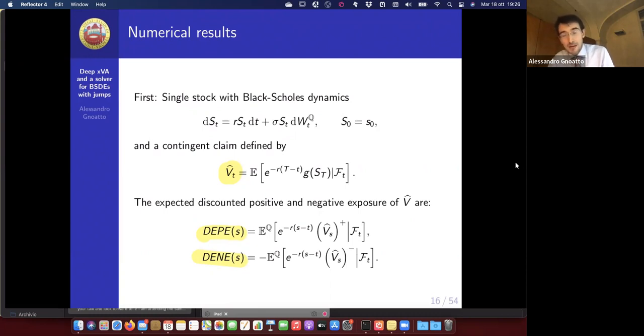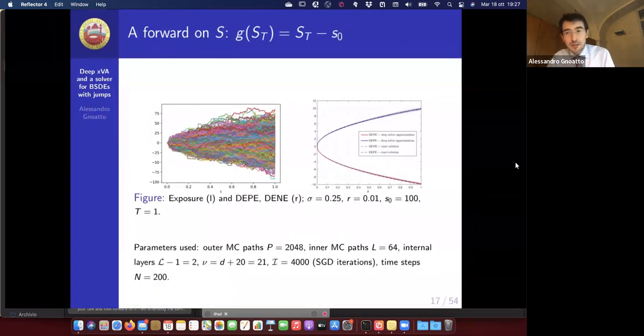So I have an exact benchmark against which I can compare the solution provided by the Deep BSDE solver. Let's say that you want to compute the exposure of a very simple forward. So look, this is the payoff here. The terminal condition of the BSDE is simply the terminal value of the asset minus the initial value of the asset. This is the payoff of a standard forward.